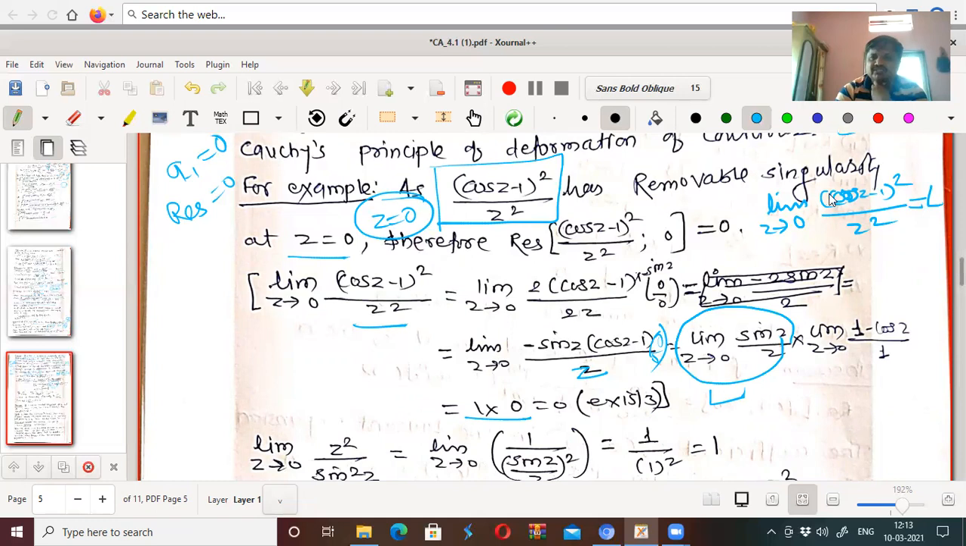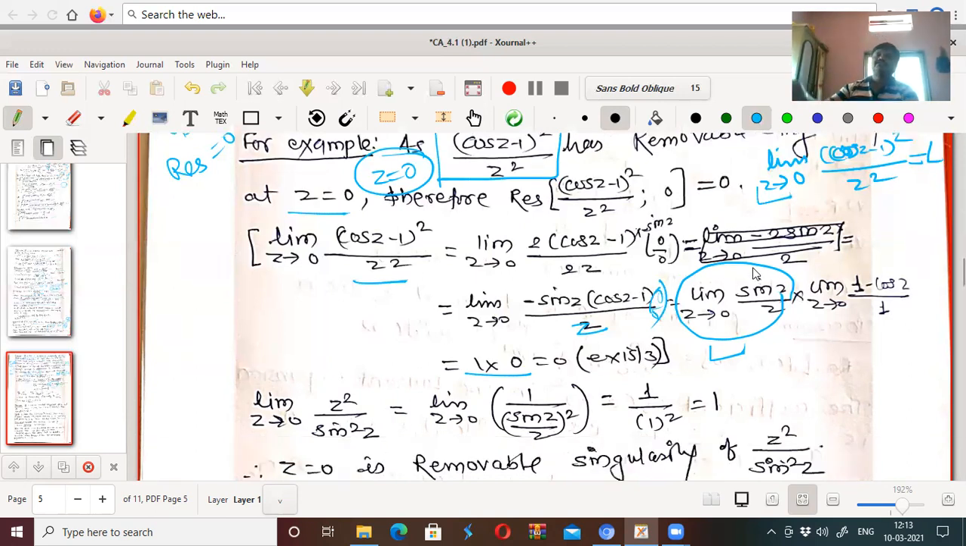If it has a removable singularity, we know that the principal part is absent in the Laurent series expansion. That is, the coefficient of 1 upon z is absent there. That is 0. Therefore, the residue of (cos z minus 1) whole squared upon z squared is equal to 0. Once we say that the function has a removable singularity, its residue is always equal to 0, and its integral over any closed circle C having the singularity as center is also equal to 0.